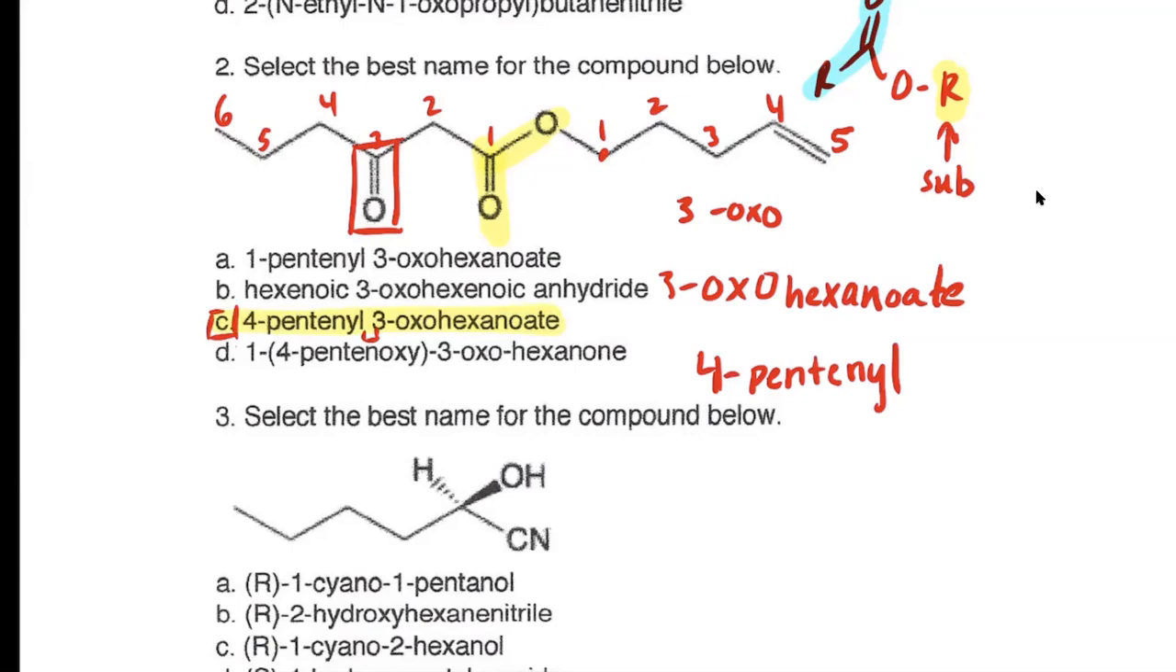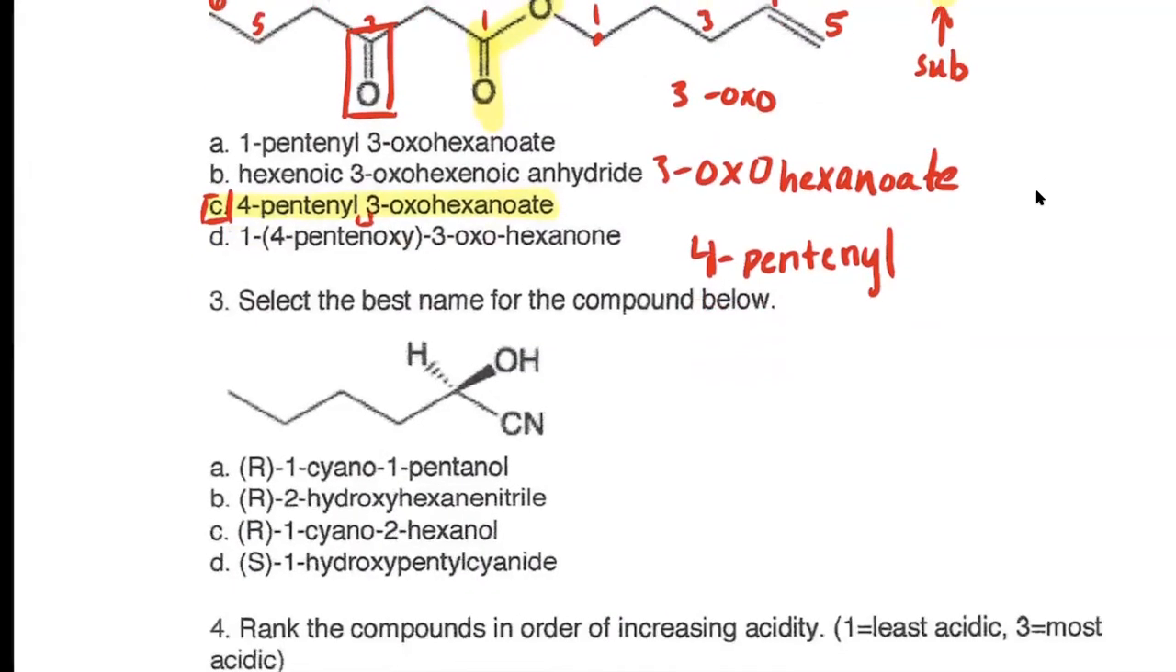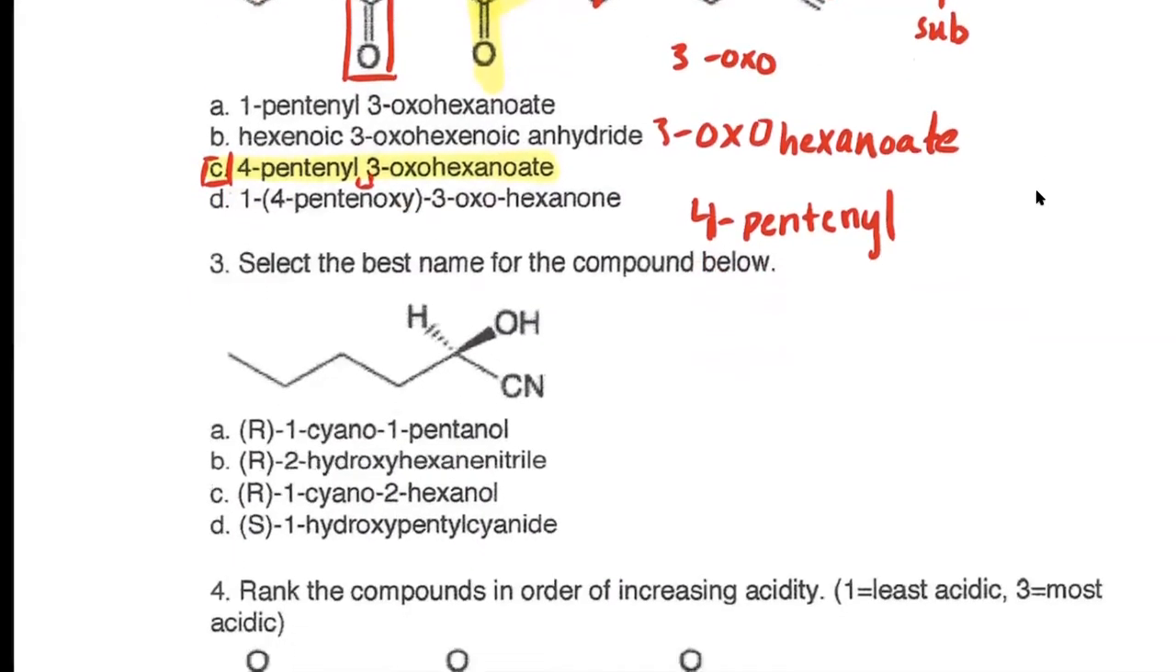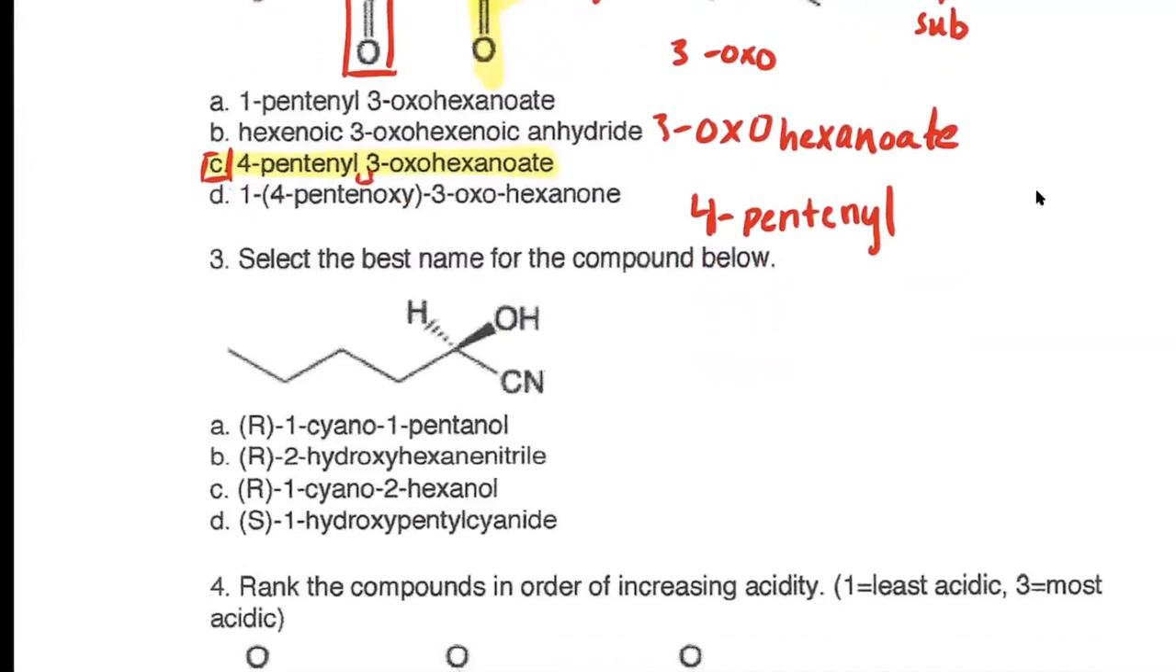Okay, so you definitely could have knocked out the anhydride as well as the hexanone. Those are the wrong parent right off the bat.